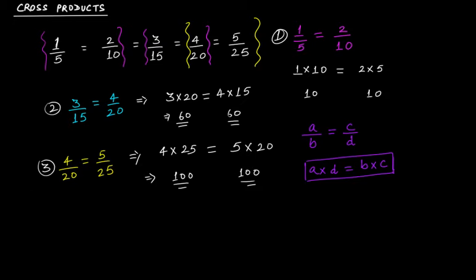Now, let's say that you have a fraction 2 by 7, and you have to find an equivalent fraction where your numerator should be 8. Okay, your numerator should be 8.